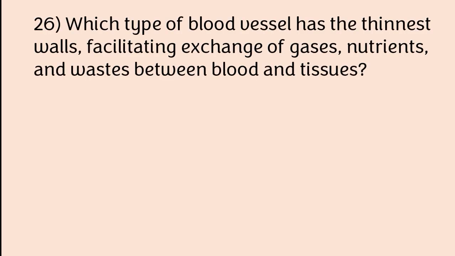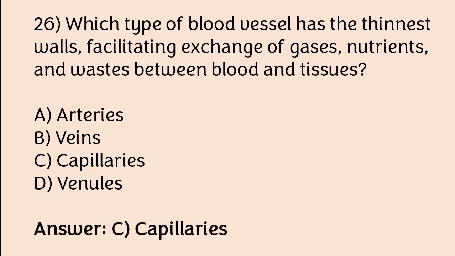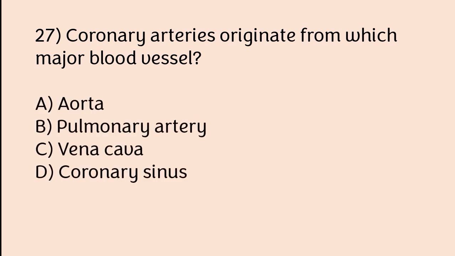Which type of blood vessel has the thinnest wall, facilitating exchange of gases, nutrients and waste between blood and tissues? Arteries, veins, capillaries, venules. The correct answer is option C, capillaries. Coronary arteries originate from which major blood vessel? Aorta, pulmonary artery, vena cava, coronary sinus. The correct answer is option A. Coronary arteries originate from the aorta.